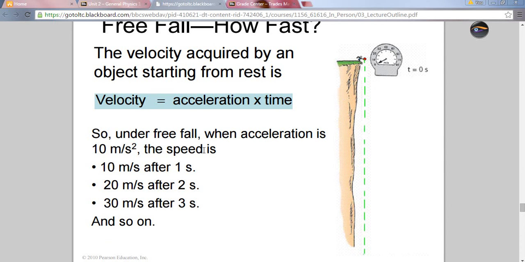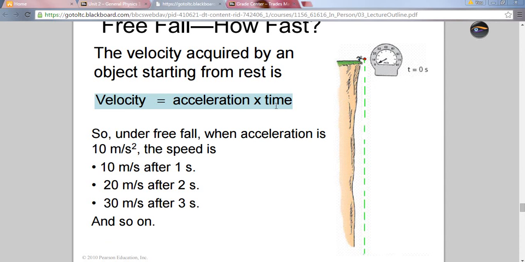So the velocity at any given time as we fall is determined by the acceleration, in this case the acceleration of gravity, 10 meters per second squared, times the time it takes to get there. So in the case of 1 second, 2 seconds, 3 seconds, and so on. Using that concept, let's go to practice page number 8 from that green packet that you were given on the first day.